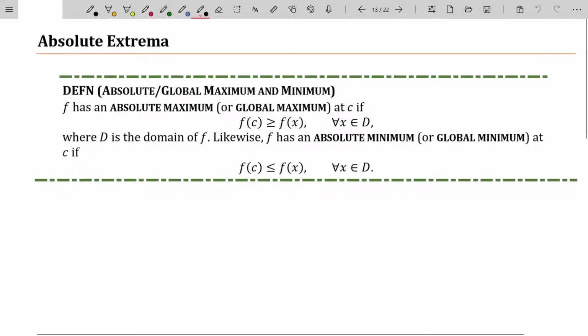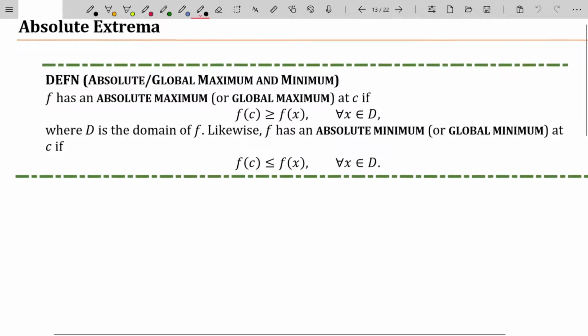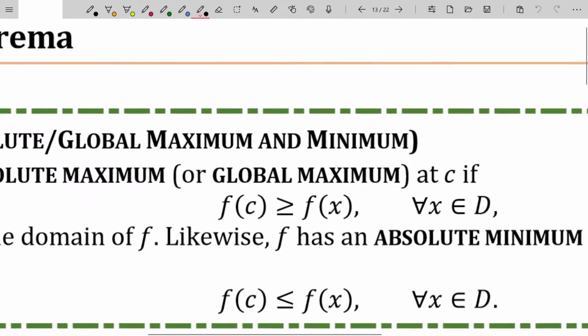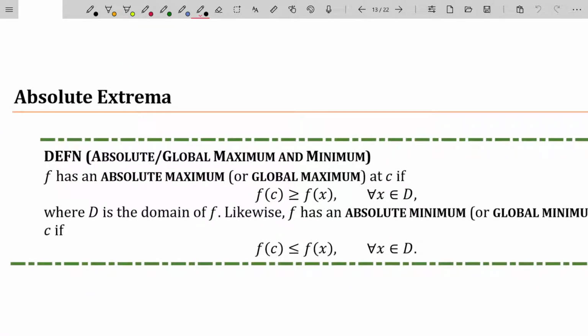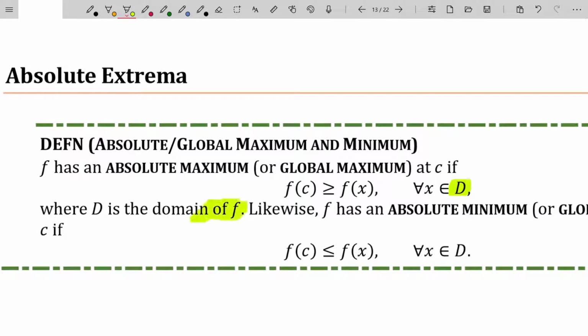So f is considered to have an absolute maximum, or a global maximum, at c if f of c is greater than or equal to f of x for all x in the domain D of our function. And that's the difference between absolute maximums and local maximums. An absolute maximum looks at the entire domain of the function. That's the critical difference. Local maximums only look at a local neighborhood about c.